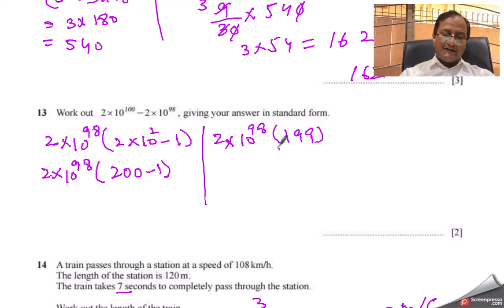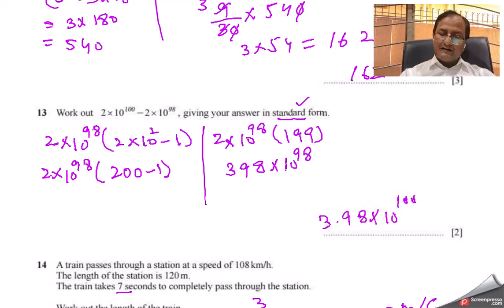Multiply 2 times 199, which gives us 2 9s are 18, 18 plus 1 is 19, 398, times 10 to the power 98. We're supposed to write the answer in standard form. Then make it 3.98 times 10 to the power 100. This is basically the answer.